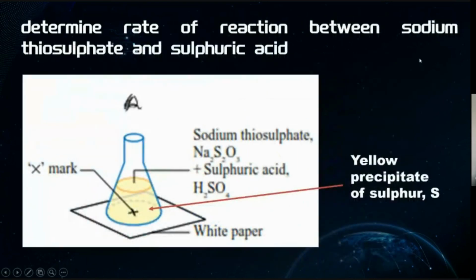Next, another one is sodium thiosulfate with sulfuric acid. For this one we draw a cross or mark an X on the white paper, and sodium thiosulfate reacts with the sulfuric acid. Our eye will be on the top. Then the time taken for the X mark to no longer be seen is recorded. Then we can calculate the rate of reaction. The yellow precipitate will be the sulfur. Sulfur is a solid, so it covers the X mark and makes the X mark cannot be seen.